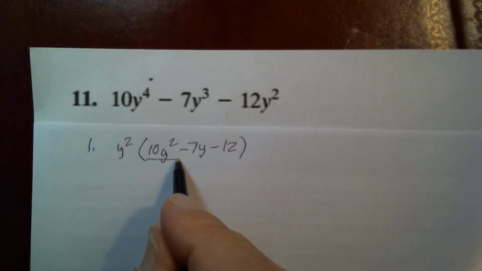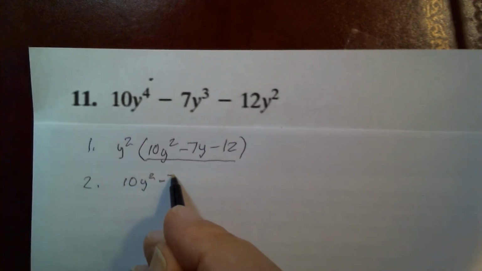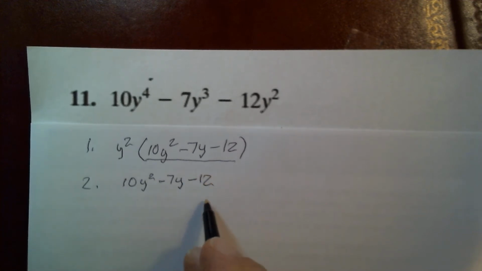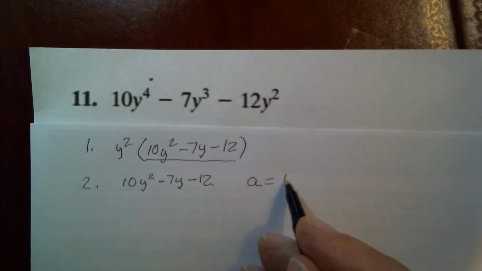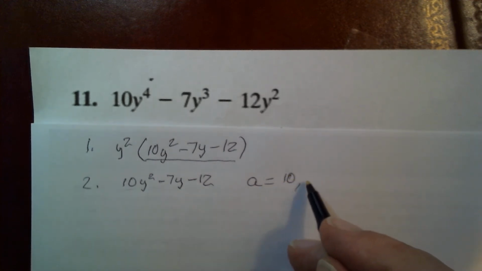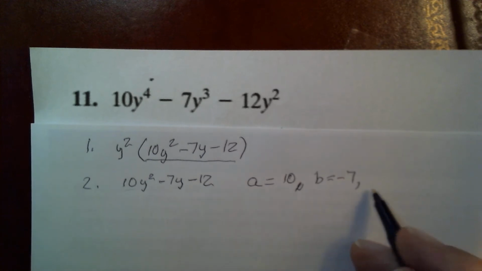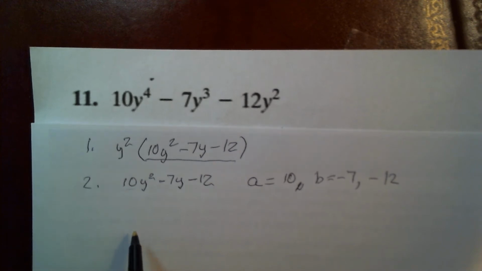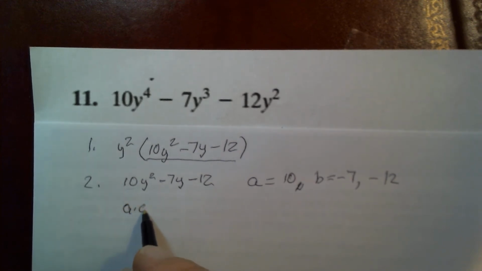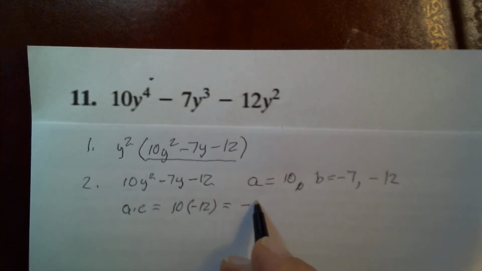So then we factor now on the trinomial 10y squared minus 7y minus 12. We identify A, B, and C. A is the leading coefficient of 10. B is equal to minus 7. And C is equal to minus 12. So now we form the product of A times C, which would be 10 times minus 12, or minus 120.